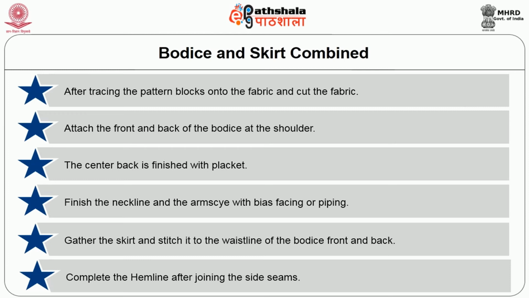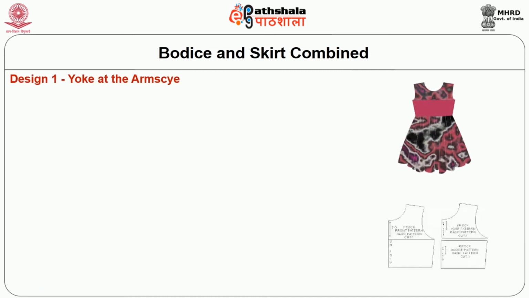This can be given in the same color fabric or in a contrasting color. The skirt has to be gathered and the gathered skirt has to be neatly attached to the waistline of the body's front and the back. The hemline has to be folded and stitched after the side seams are joined. What we saw now is the plain bodice.